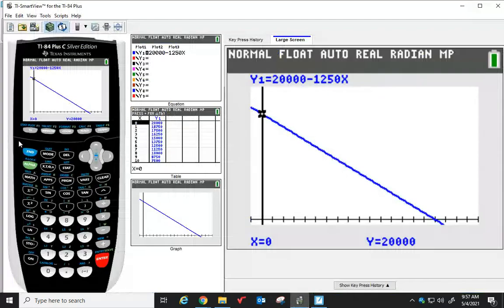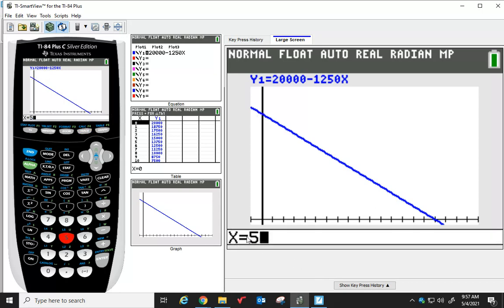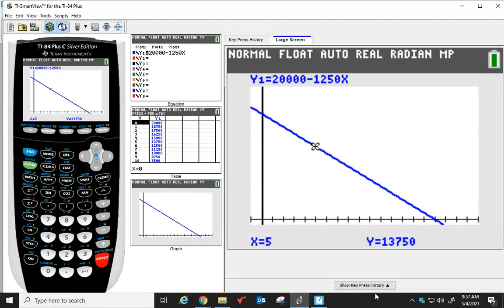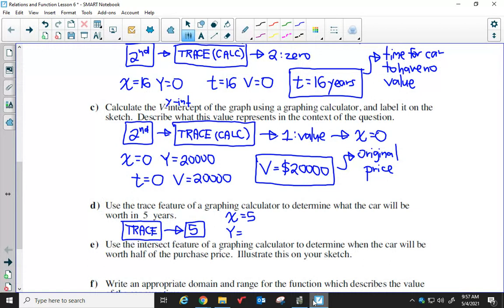So if I go ahead and do this, hit trace, and then hit 5, it says, okay, now we're inputting a value of x equal to 5. That's going to be the value of the car after 5 years. Hit enter, and it tells me it's 13,750. And again, we can write this in terms of the correct variables. It's not y, it's v. So v would be 13,750, and that's after 5 years. So that's when t is equal to 5.